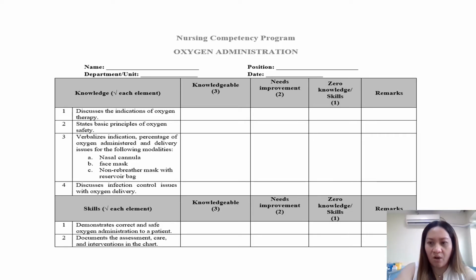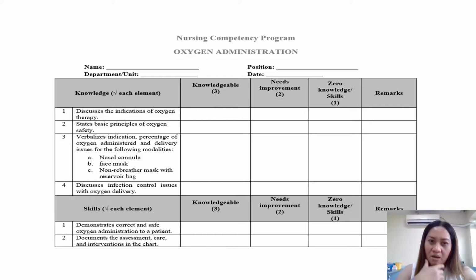So then you will check all of the rest of the items, and then you will see if there's a gap. How much are the points? Which area does your nurse not know about or has zero knowledge? Then you focus on that. And that's where your health education program will be based upon.